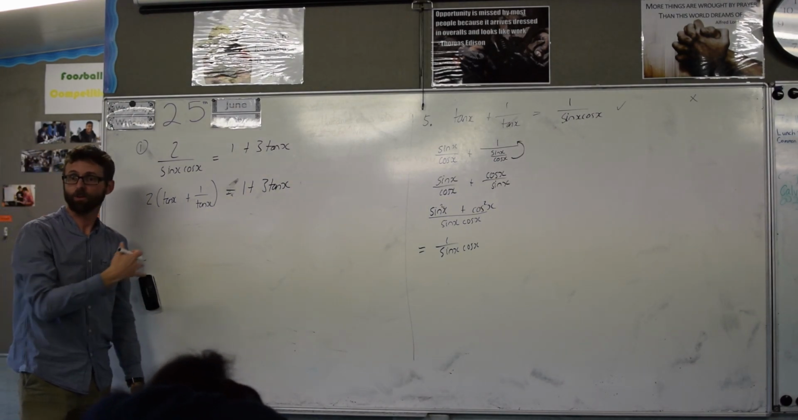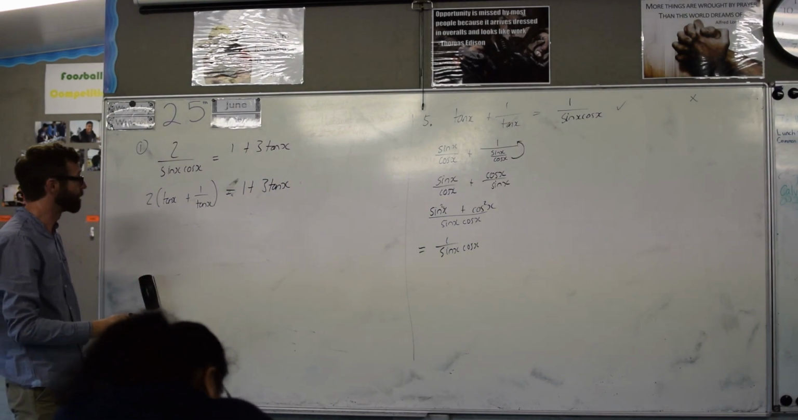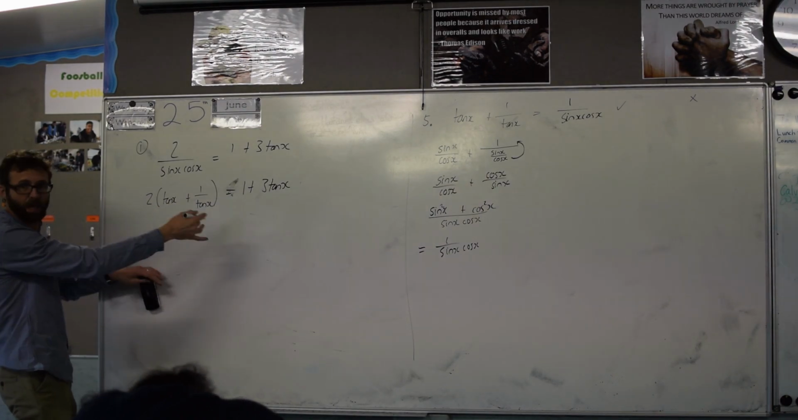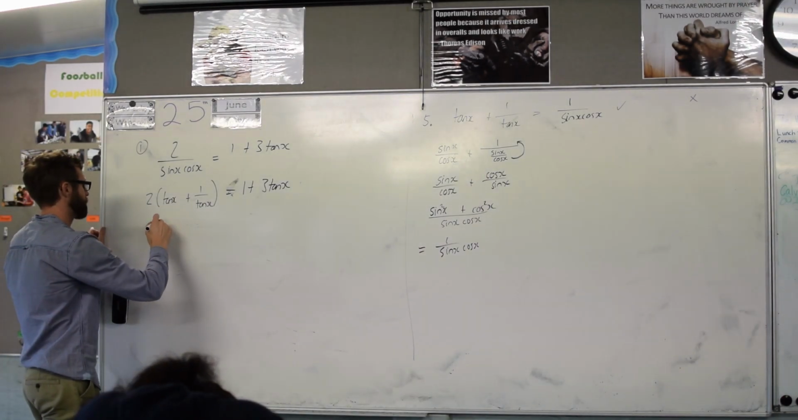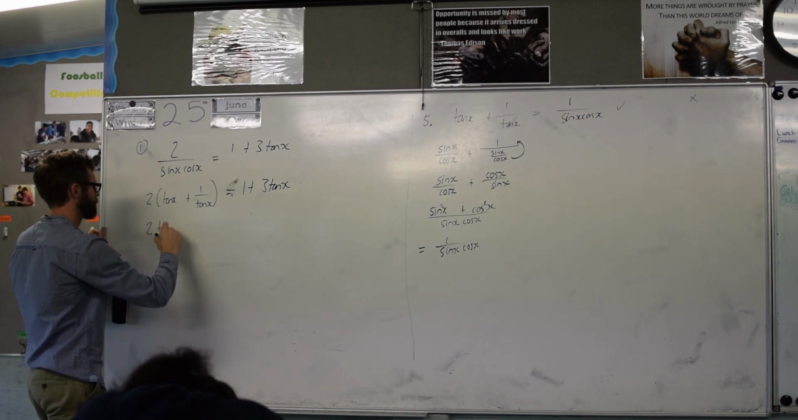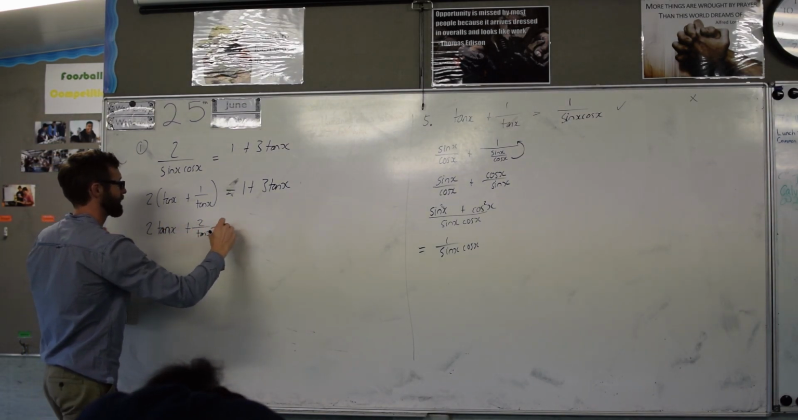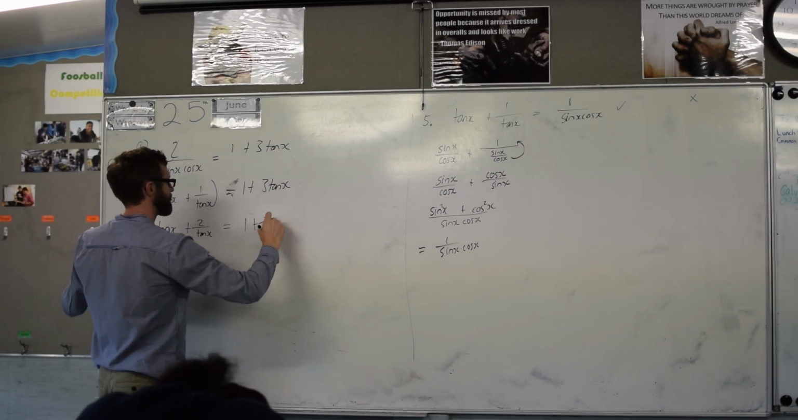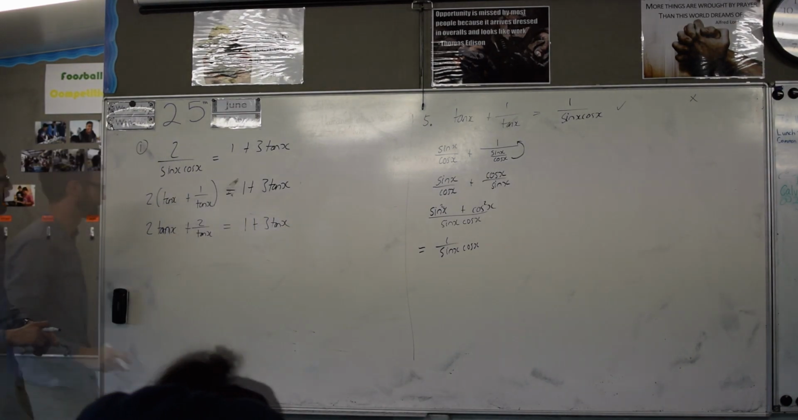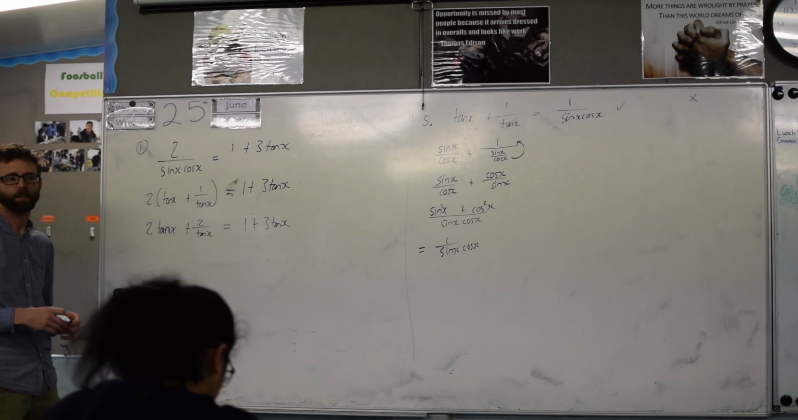Does that make sense? We all good at this point? Yep. Let's expand out our brackets. So we should have 2 tan x plus 2 over tan x equals 1 plus 3 tan x. Now, a really good thing to do at this point.